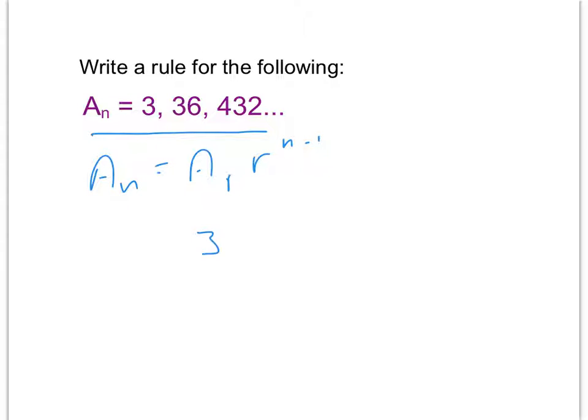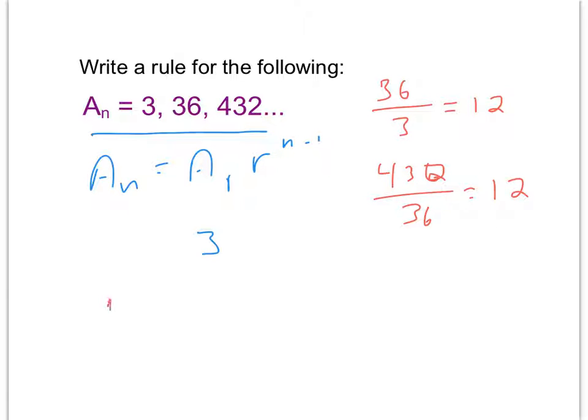And to figure out our r, remember, we take any two consecutive terms. If I take any two consecutive terms and divide them, I'm going to get my r. So what I'm going to do here, switch colors, is I'm going to do my second term, which is 36, divided by 3. 36 divided by 3 is 12. If I wanted to double check that, 432 divided by 36, if you whip out your calcs, you're going to see that 432 divided by 36 is also 12. So we know our r is 12.